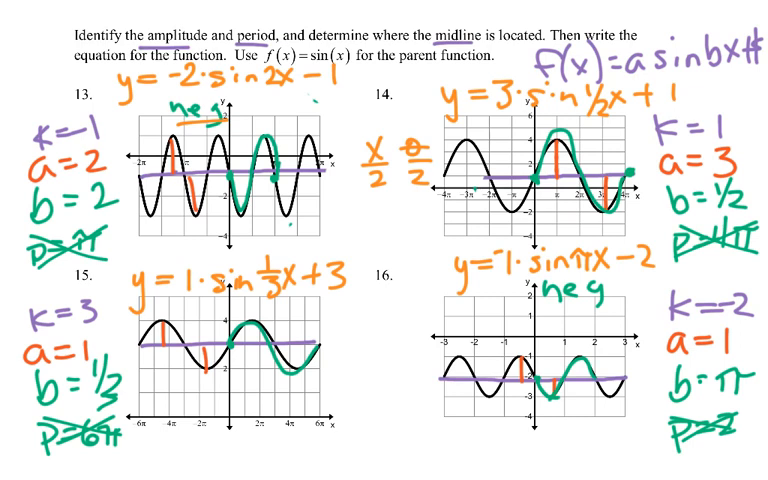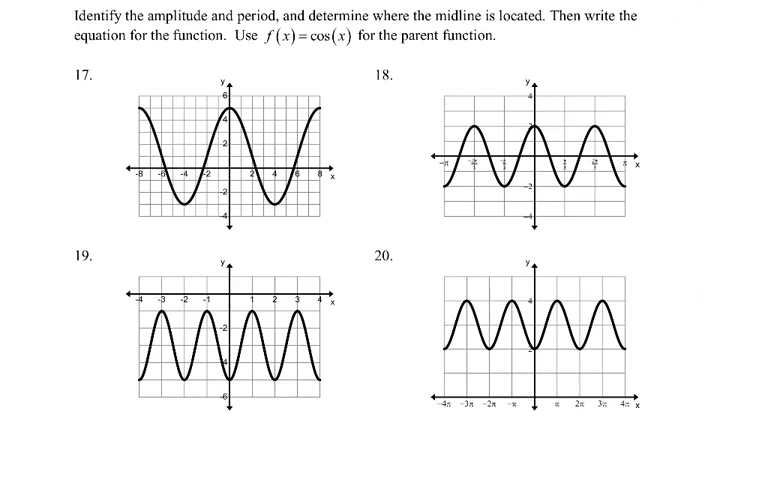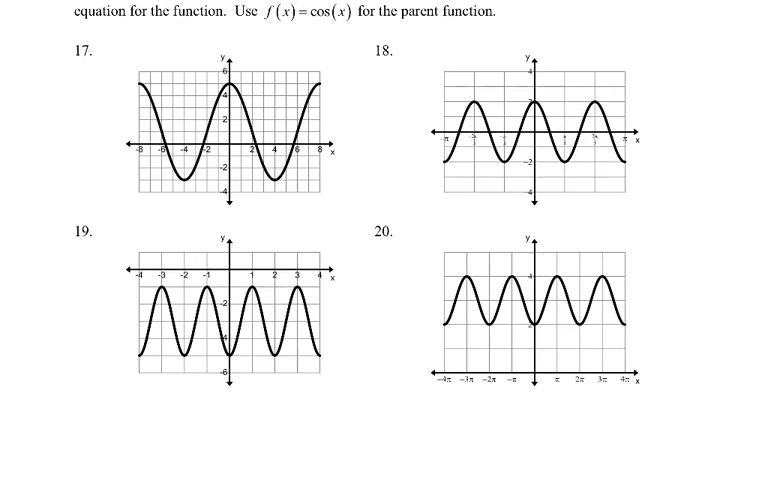Okay, now we're going to do the same exact thing, only with the cosine. So we're going to find, again, the amplitude and all that stuff. So we want to start with the midline. Okay, so top to bottom, cut it in half, -3, +5, should be going down to 1. Okay, so k would equal +1.